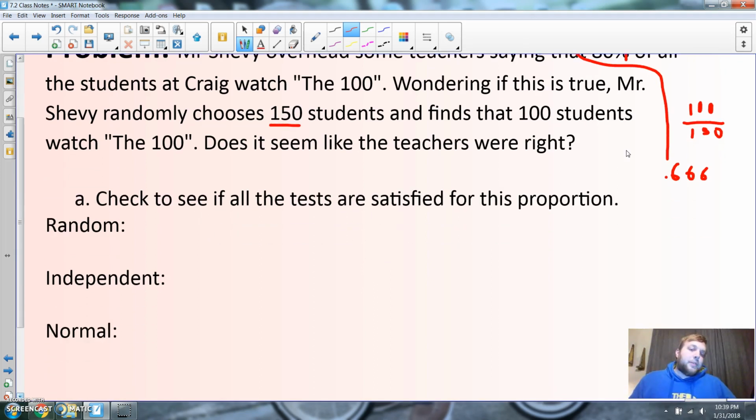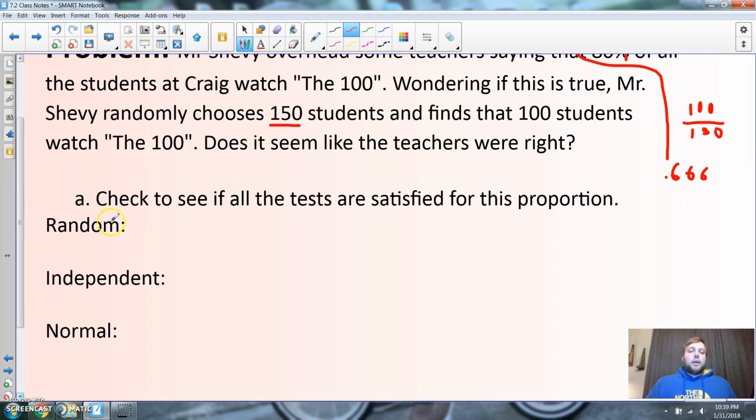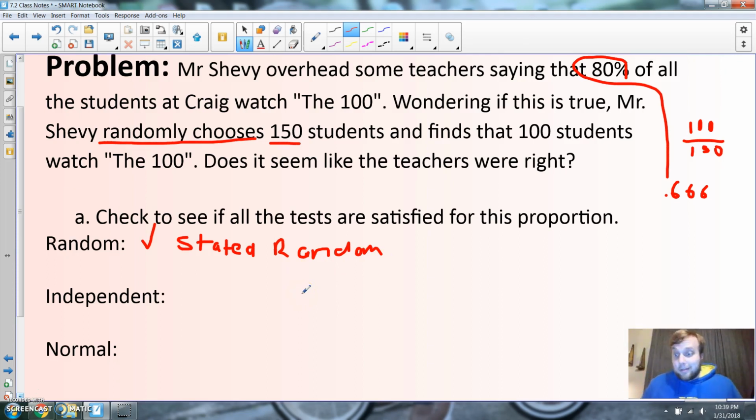So here's what we've got to do. Check to see if the tests are satisfied for this proportion. So, is it random? Did we do random? Now, this is my favorite part. Mr. Sheeby randomly chooses. Yes. Check. It's stated random, right? Stated random. Alright, cool. Now remember, it's got to be random for me to be kind of accurate, semi.